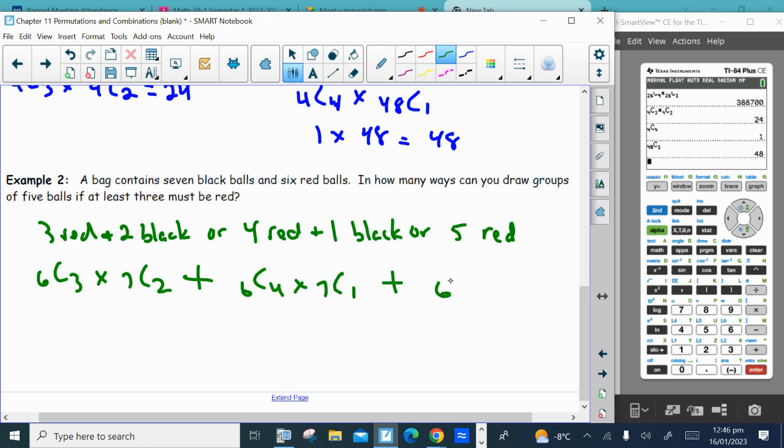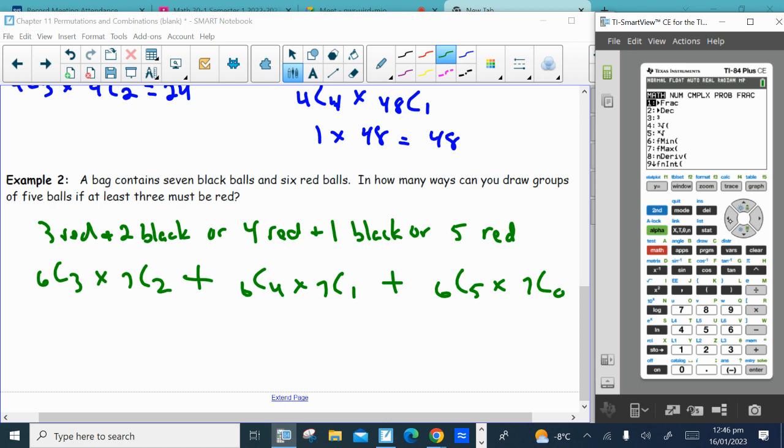or, again, add. 5 red, meaning you're getting all the balls from the 6 red balls. And if you wanted to, you could say multiply that by 7C0, meaning you're not selecting any balls from the 7 black. But 7C0, we're going to see, is 1. And that's why you don't necessarily have to have that times 7C0 there, because 7C0 is 1. And multiply by 1 doesn't change anything.